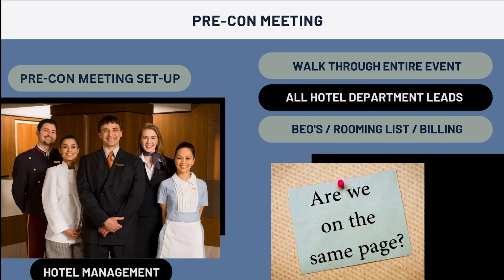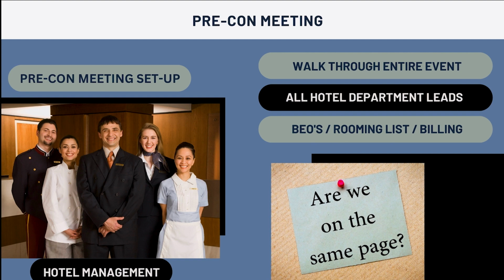Pre-con meeting, this is important. You're going to want to set up ahead of time a pre-con meeting, which is a pre-convention meeting with your hotel contact and their staff. So the meeting is for meeting with all the top members of the different departments of the hotel, such as sales, front desk, catering, accounting, etc., and your team leads and you. This is the meeting where you walk through your event from beginning to end and make sure everyone is on the same page. You're going to walk through the BEOs, the rooming list, your arrivals, AV, VIPs, room deliveries, billing expectations, everything. You're going to go through every single thing.